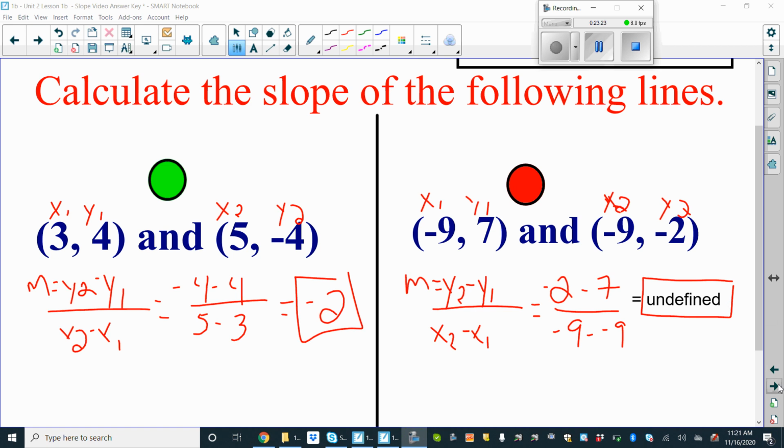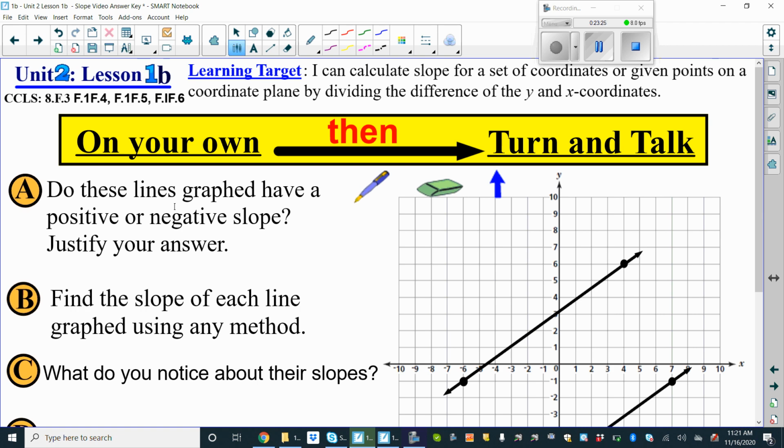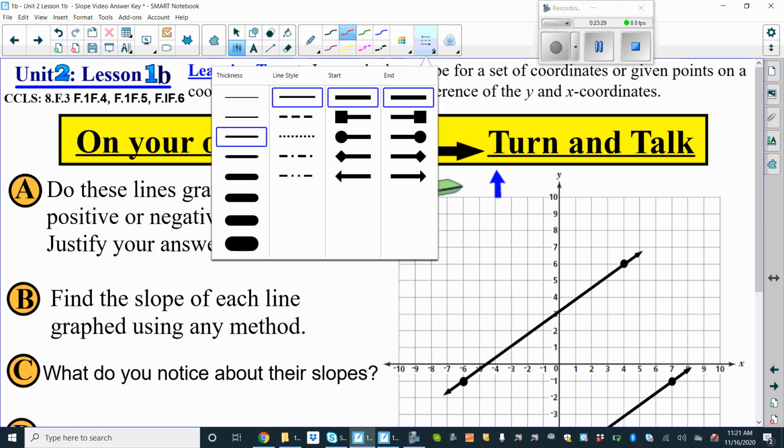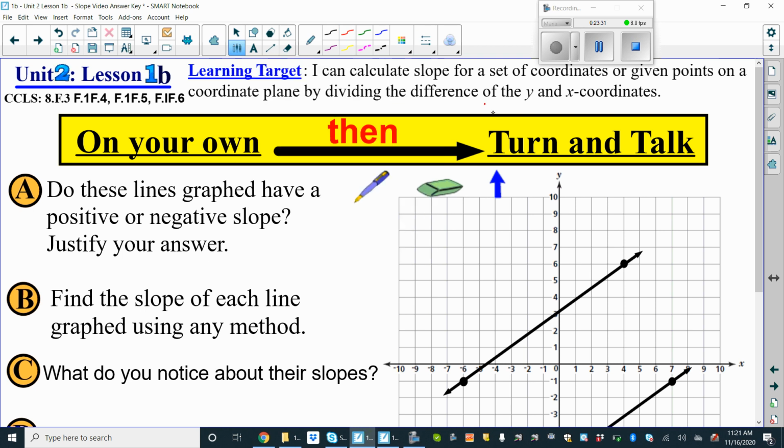For the next one, do these lines graphed have a positive or negative slope? When we look at them, you always read lines on a graph the way you would read, from left to right. They both have a positive slope because they're going up from left to right. So that means they are increasing. So we can write they're increasing from left to right would be your answer.